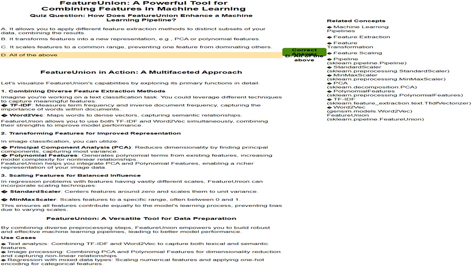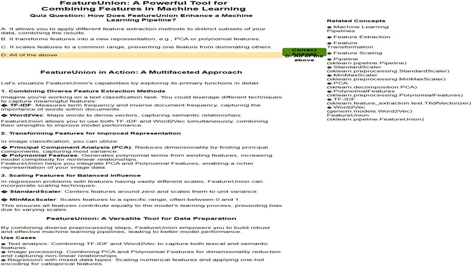True. This is a key benefit of feature union. You can use different feature extraction methods on different parts of your data, like TF-IDF on text and Word2Vec on another portion, and combine the results into a single feature vector. This allows you to leverage the strengths of different methods for a more comprehensive representation.